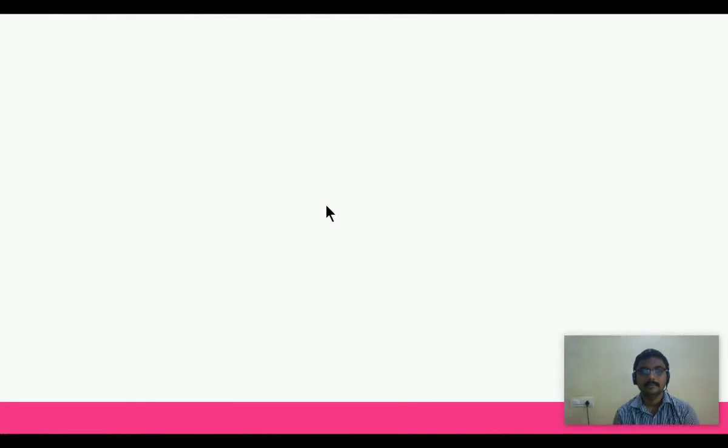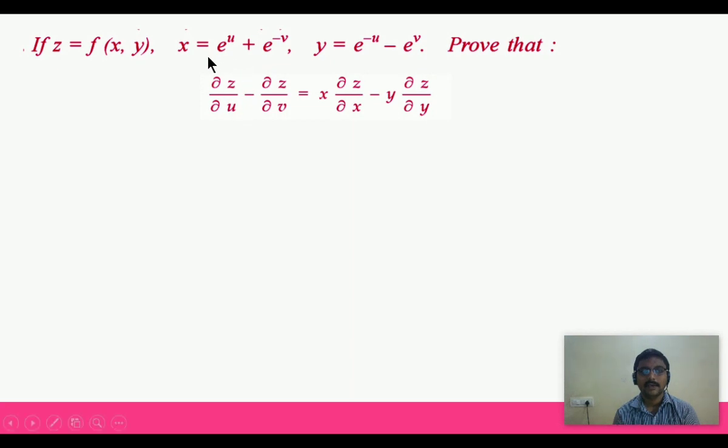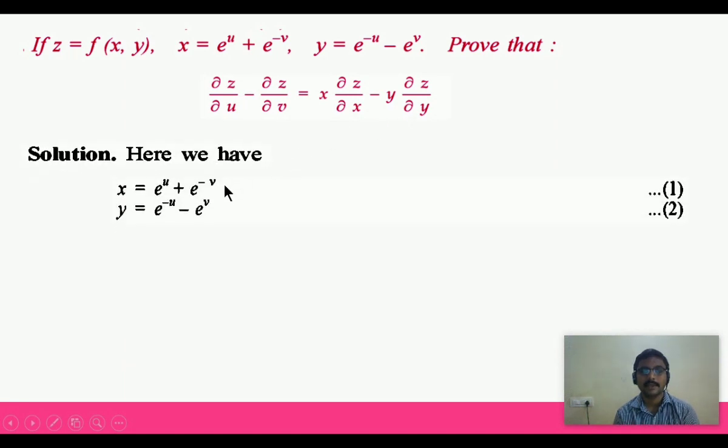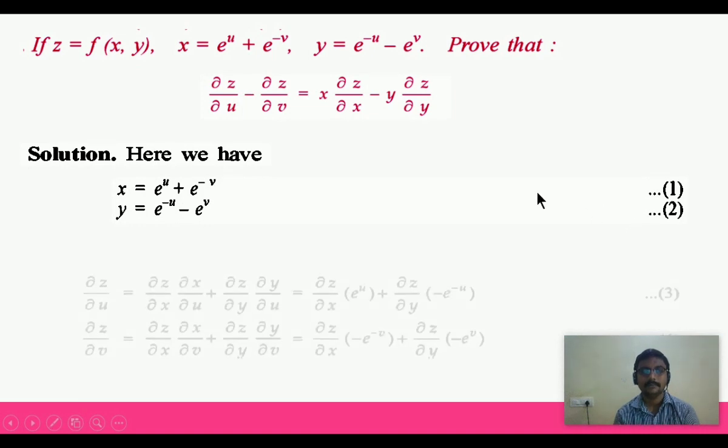Next sum. If z is f of x, y and x is e to the power u plus e to the power minus v, y is e to the power minus u minus e to the power v, then prove that ∂z/∂u minus ∂z/∂v is x into ∂z/∂x minus y into ∂z/∂y. Here we have the given equations for x, y, let them be equation 1 and equation 2 respectively.